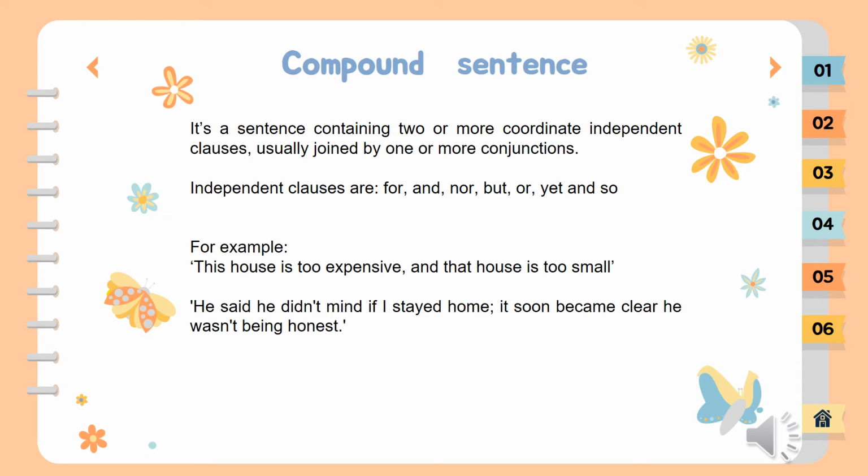You can also join independent clauses with a semicolon, which looks something like a cross between a colon and a comma. If you join clauses with a semicolon, you add an abrupt pause, creating a different kind of effect. For example: He said he didn't mind if I stayed home; it soon became clear he wasn't being honest.